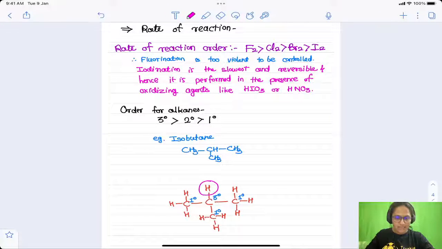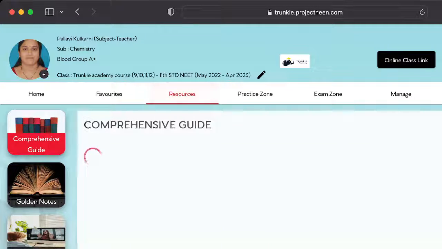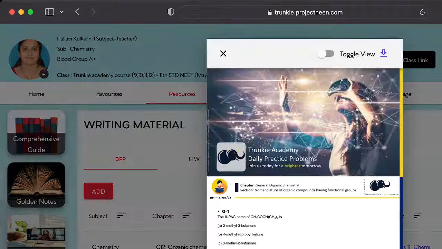Before ending the class, let me show you the DPP, daily practice problems. I hope you are able to see the DPP. This is the teacher's portal; the student portal will be similar. You have to go to resources, then writing material, where you can see the DPP. You can download the daily practice problems here, solve the questions, write the solutions in your notebook, take a picture of them and upload the image on your portal, so that the teacher can see your solutions, evaluate them and give suggestions wherever required. I hope you understand that.